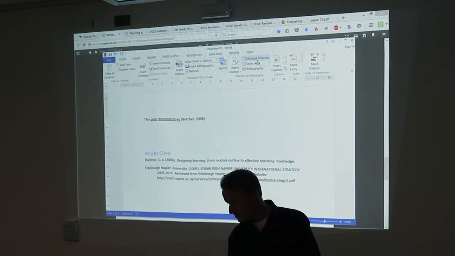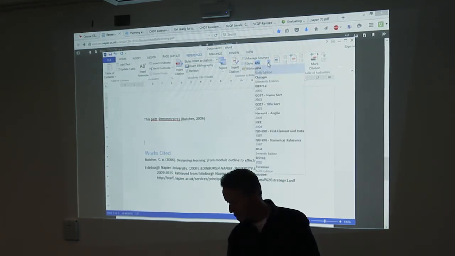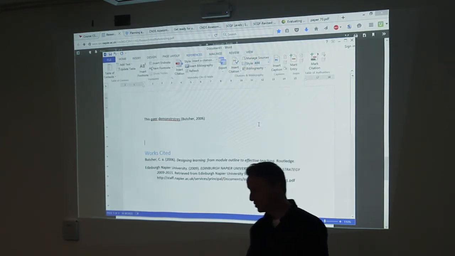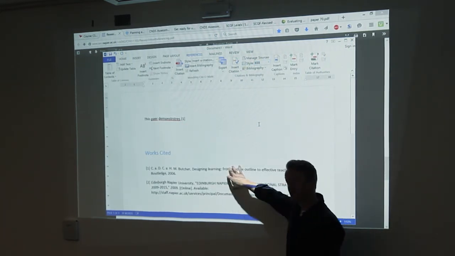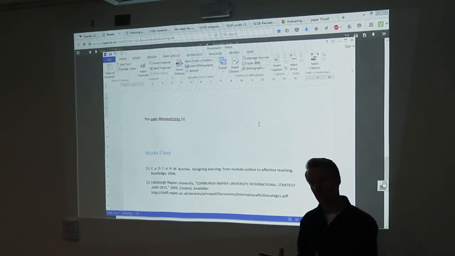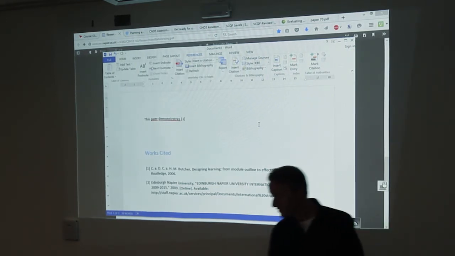And the good thing here is if you want to change anything, that's running in APA at the moment. If I want to change to IEEE, all I do is that and it reformats it all for you. Okay? So I would definitely be using that, at an absolute minimum. I'd be using Word for that.